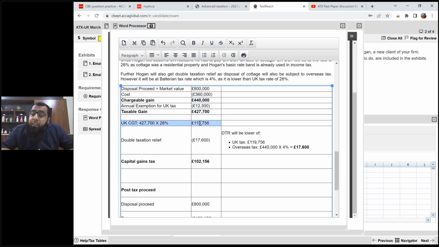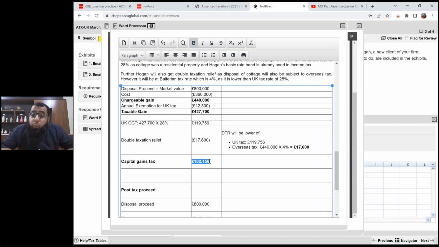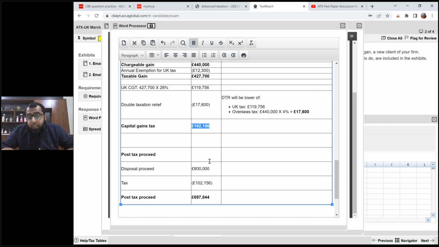Now the UK CGT is at 28%. Then we deducted the double taxation relief, which is the lower of two things: the UK tax and the overseas tax. Now the CGT amount is 102,156. Now we have calculated the post-tax proceed.